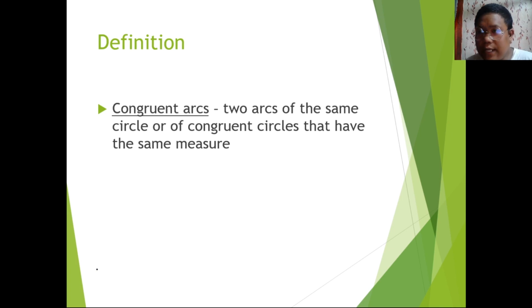So, now we go to congruent arcs. Congruent arcs are two arcs of the same circle or of congruent circles that have the same measures. As long as the arcs have the same measures, they are congruent.